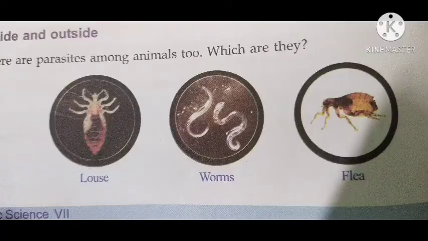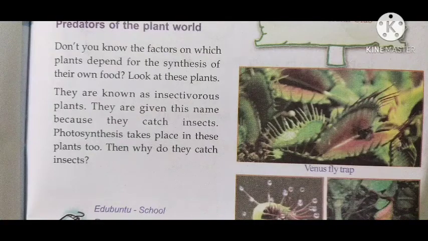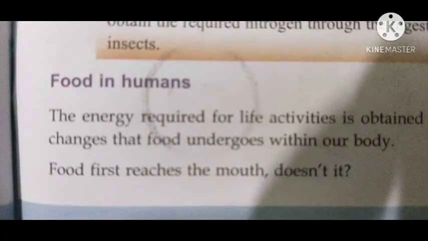Then predators of the plant world, that is insectivorous plants. They conduct photosynthesis. They are green plants, but in order to overcome the deficiency of nitrogen absorbing bacteria, they catch insects. Okay. Then food in humans.